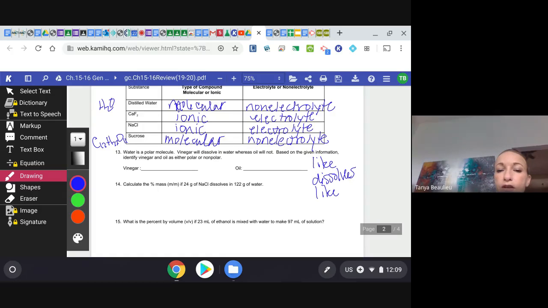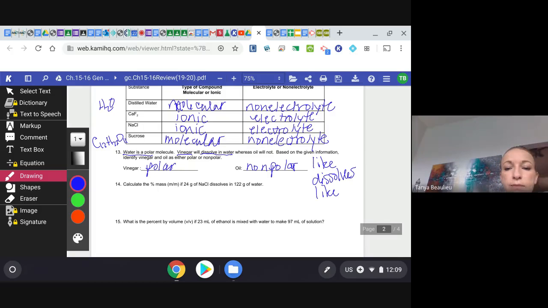Well, since vinegar dissolves in water and water is polar, like dissolves like means that vinegar has to be polar. Oil will not dissolve in water. Water is polar, therefore oil must be nonpolar. They are not alike. They will not dissolve in each other.